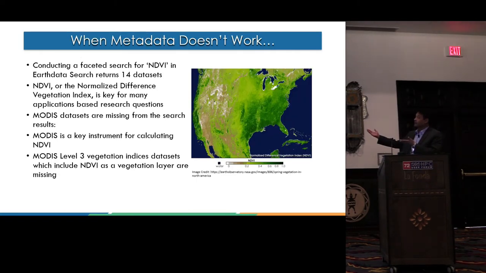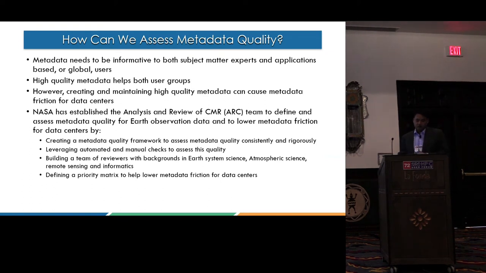This is a really good example: people searching for something called NDVI, the normalized difference vegetation index. It's used by the land use community all the time for applications. But the data set, MODIS, which has this parameter, is not tagged with it, so the end user can never find this data set. It's a waste of a resource that was collected and produced, and people cannot find and utilize it effectively. So one of the key things we did last year was to put together a team and build a metadata quality framework to go through the catalog and check the quality of metadata systematically.